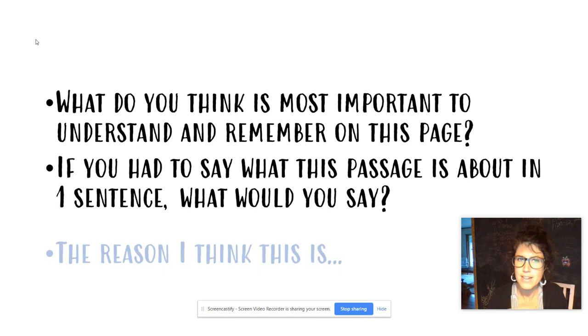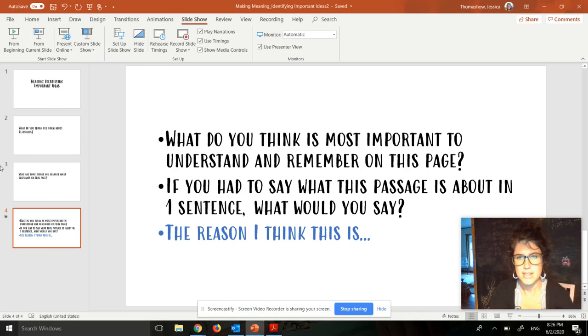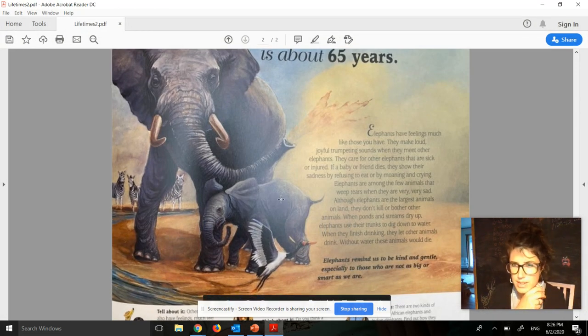Okay. So I was thinking, if I had to say what that page was about in one sentence, I think I would say that it's about how elephants take care of each other and of other animals. And the reason I think that's such an important thing to remember is because there are so many examples of elephants taking care of each other or of other animals, like how they care for other elephants that are sick or injured. They show sadness if a baby or a friend dies. They don't kill or bother other animals. They let other animals drink when it's hard to find water, and when they find water, they share their water with other animals. So that's why I feel like the most important idea from this page is that elephants take care of each other and other animals.